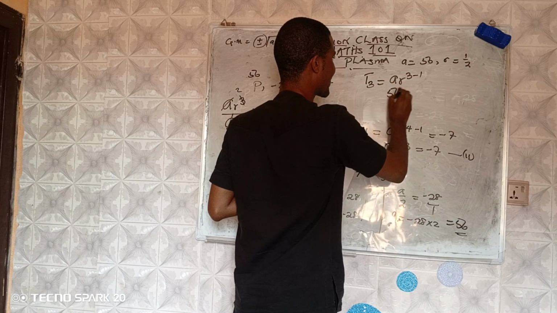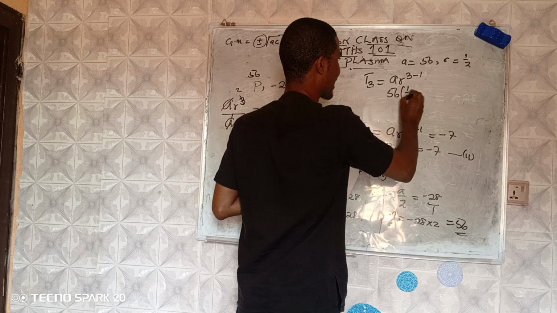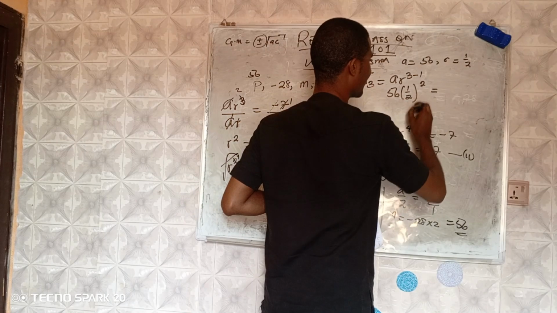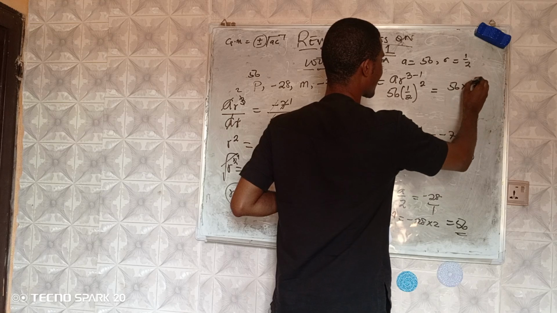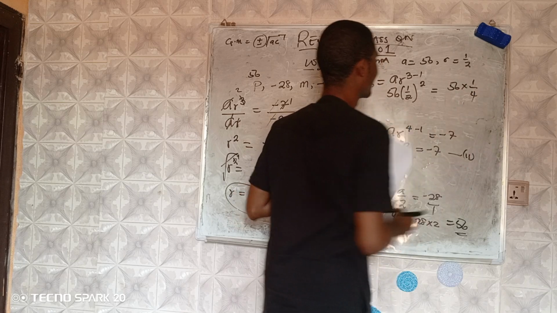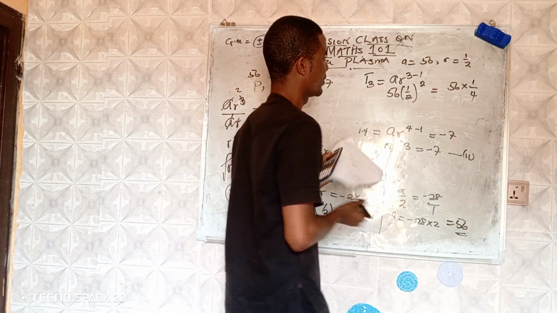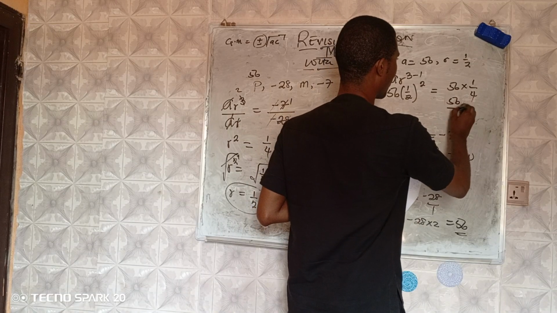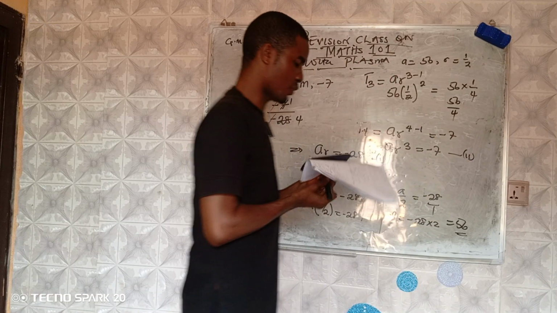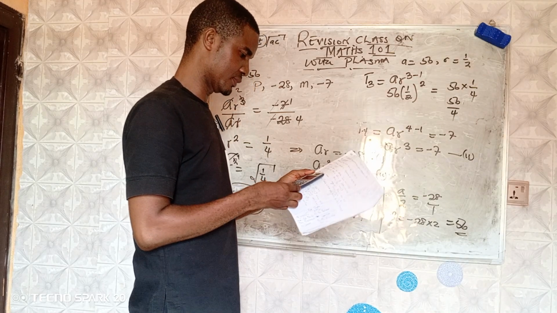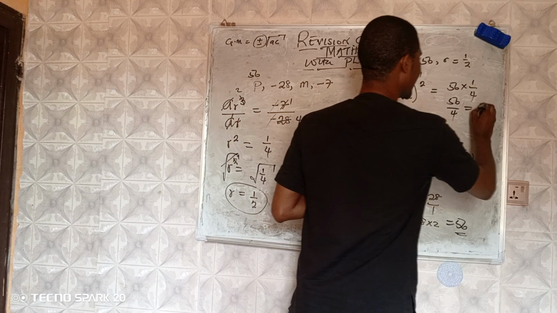My A is 56. Then my R is half. 3 minus 1 is 2, which is going to give me 56 times 1 over 4, which is the same thing as 56 over 4. And if you do 56 divided by 4, it's going to give me 14.